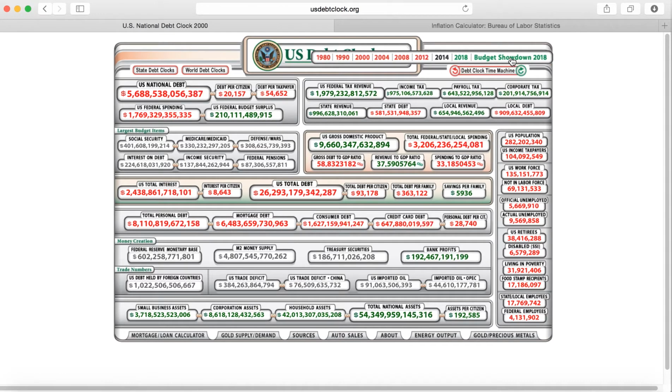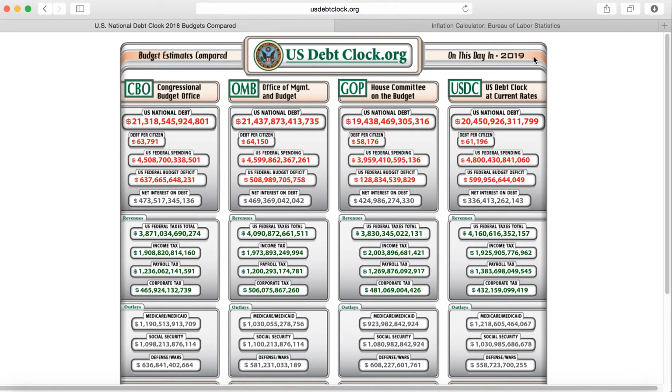This last year is the budget showdown. It should be for 2019. The budget showdown for 2019. So basically, this looks at 4 different estimates: the Congressional Budget Office's estimates for where we'll be in 2019, the Office of Management and Budget, where they suspect we'll be, the House Committee on the Budget, where they expect us to be, and then the U.S. debt clock at current rates.